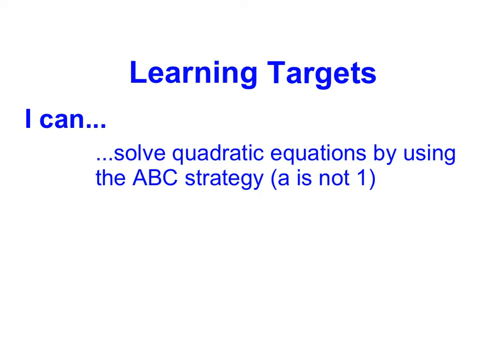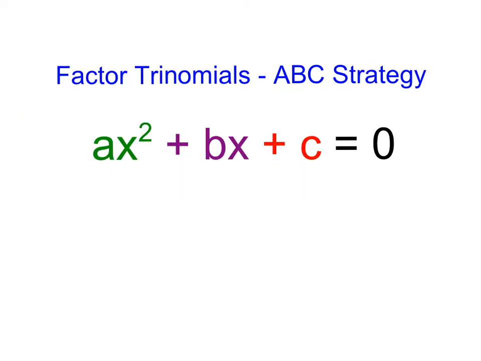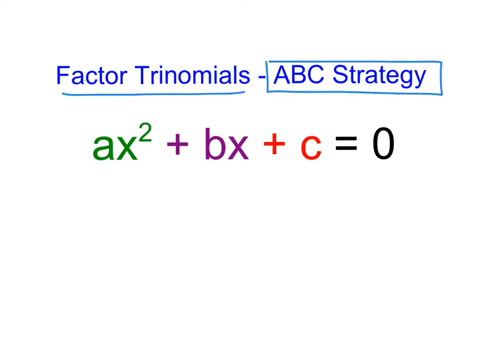So in this video, we're going to solve quadratic equations written as trinomials by using our factoring ABC strategy, but this time we're going to deal with trinomials where the a value is not equal to 1. So the ABC strategy for factoring is used when we are factoring what are called trinomials. So trinomials have three terms.